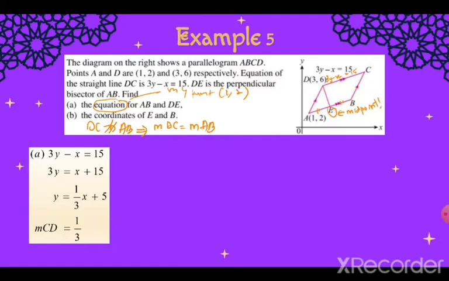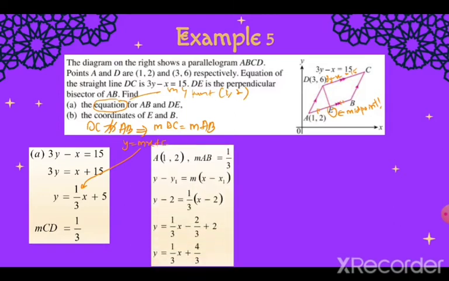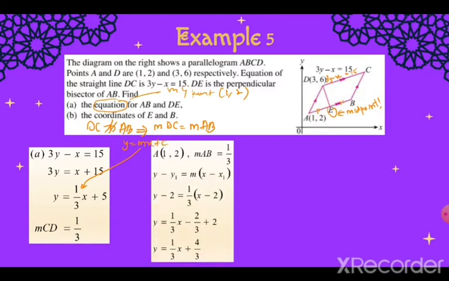DC is 3y minus x equals 15. Putting it in gradient form, y = mx + c, we get a gradient of 1/3. So the gradient of CD is 1/3. That means the gradient of AB will be the same, 1/3, because line CD and line AB are parallel to each other.